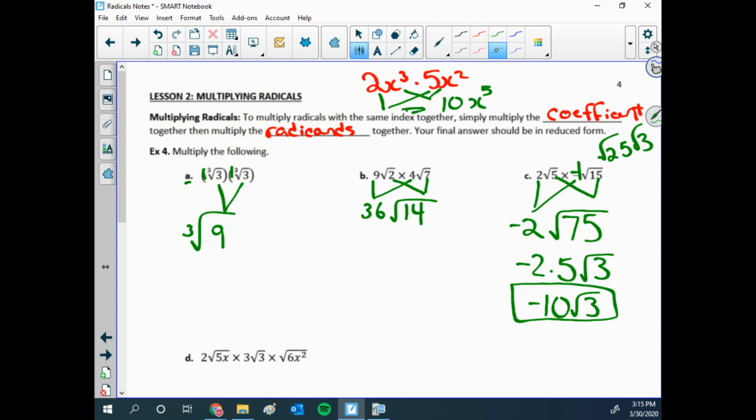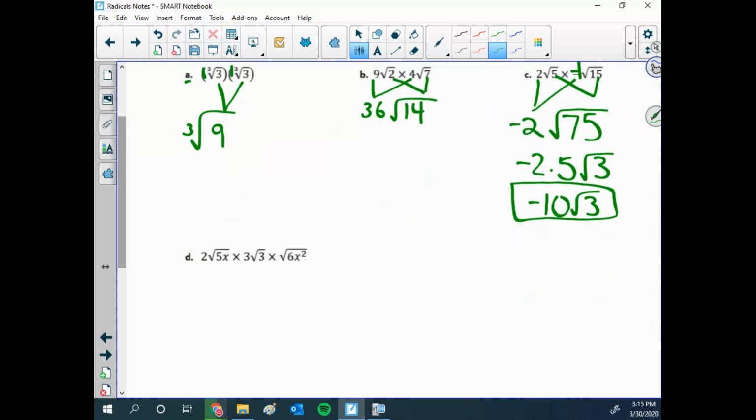We'll do the same thing for D. Multiply. Now, whether I have 2, 3, 4 terms, the process is still going to be the same. So I'll take my coefficients, so 2 times 3 times 1, and multiply those together to give me 6. And then I could go multiply the radicands together, so 5x times 3 times 6x squared. So 5 times 3 times 6 is going to give me 90. And x times x squared is x cubed.